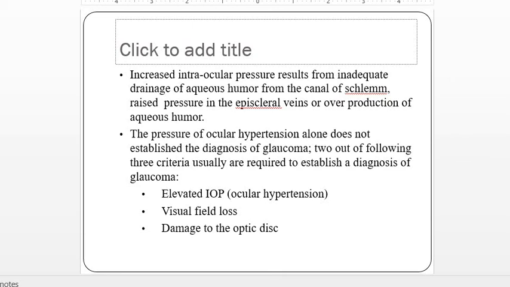Next, the pressure of ocular hypertension alone does not establish the diagnosis of glaucoma. As we previously discussed, glaucoma consists of a group of ocular disorders. Two out of the following three criteria usually are required to establish a diagnosis of glaucoma: elevated intraocular pressure, visual field loss, and damage to the optic disc. So, out of these three, two criteria are usually needed for the diagnosis of glaucoma.